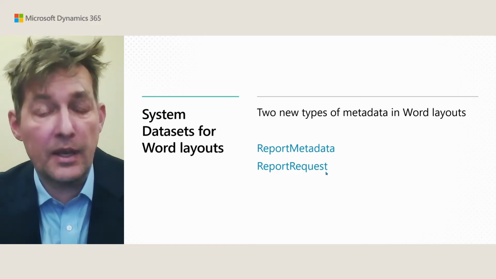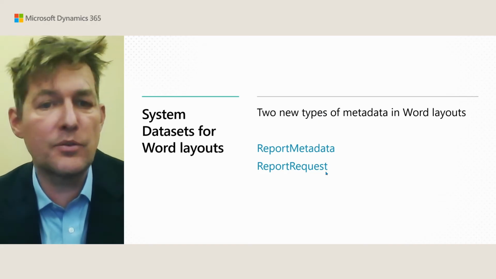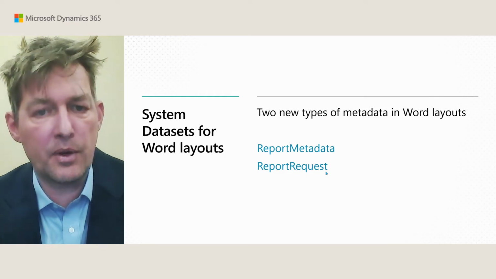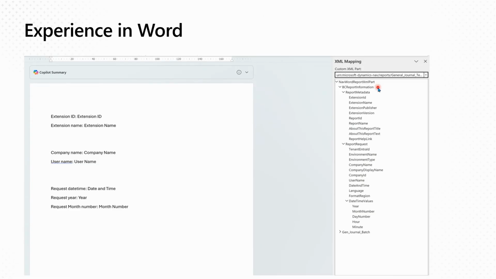For Word layouts, we added two new types of metadata in the XML we embed in the Word layout: report metadata and report requests. If you open the XML here in the developer experience in Word, you now have this BC report information, and if you expand that, you see the report metadata with information about report name, and so on. And also the requests when the report was rendered. You can see which user, which company, when it was rendered, and so on.